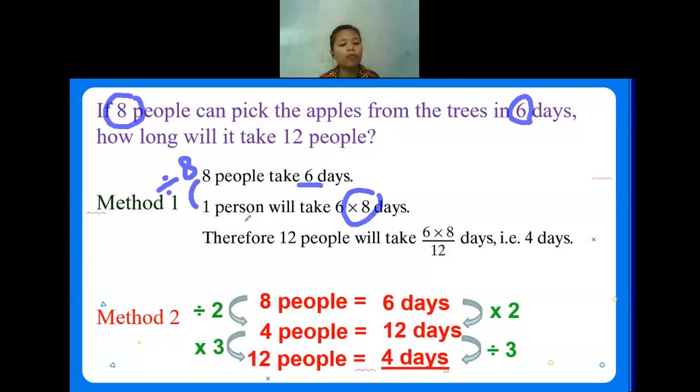So if for the number of people we divide, it means for the number of days we need to multiply. So from 1 person into 12, we need to multiply by 12. The opposite of multiply is division. That's why here we divide by 12. Is it clear enough or is it still confusing for you?